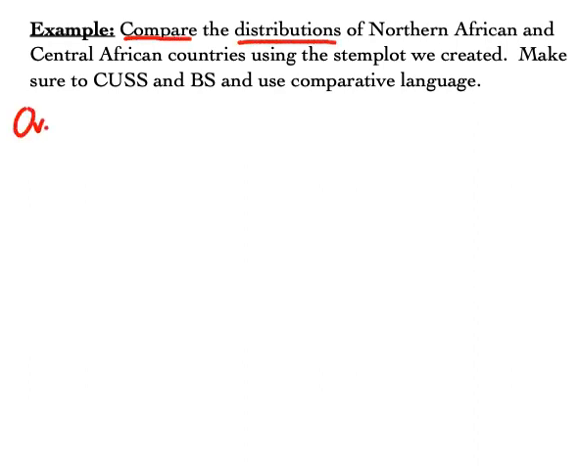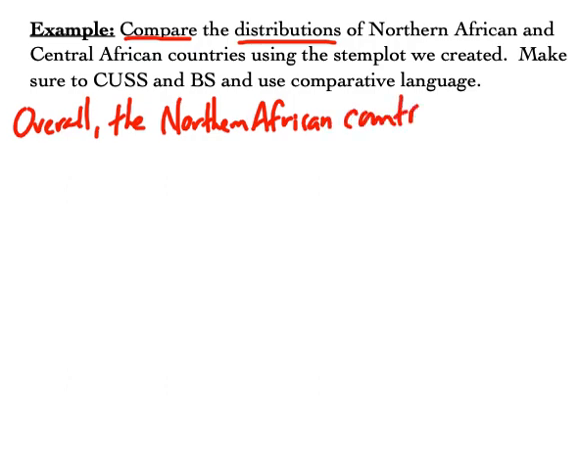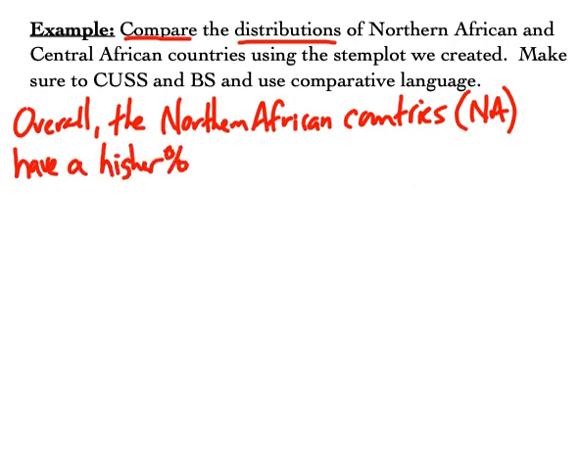So overall, the northern African countries. In here, we're going to put in NA because we're going to use Northern African quite a bit as we write here. So those Northern African countries have a higher percentage of children enrolled in school, primary school.